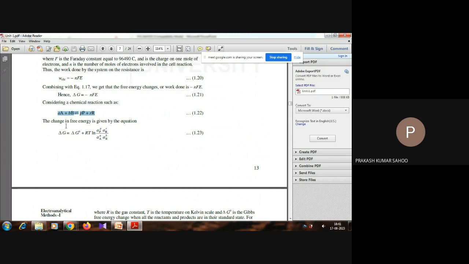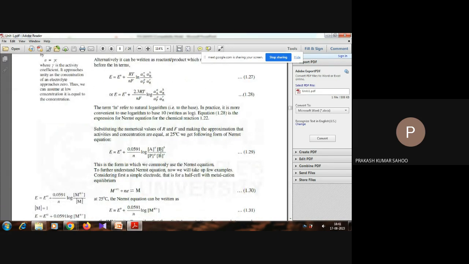If it is plus, then E equals E0 plus 0.0591 by n log a to the power a, b to the power b, divided by capital B to the power small p, capital R to the power small r. Just see here, it is written. And if it gets minus, what happens?